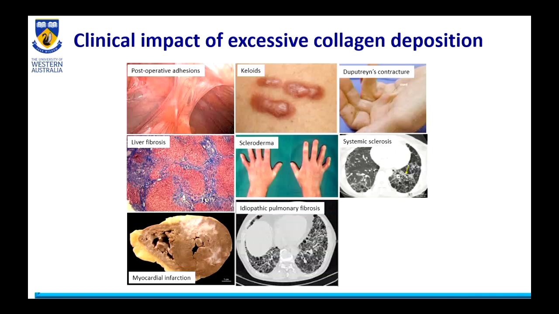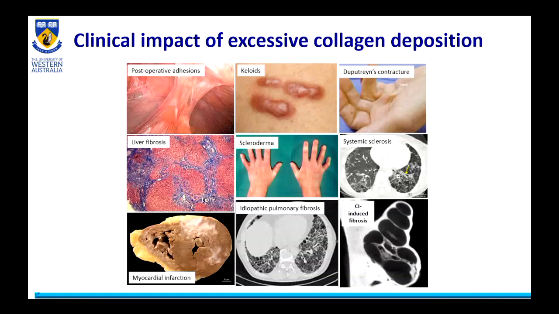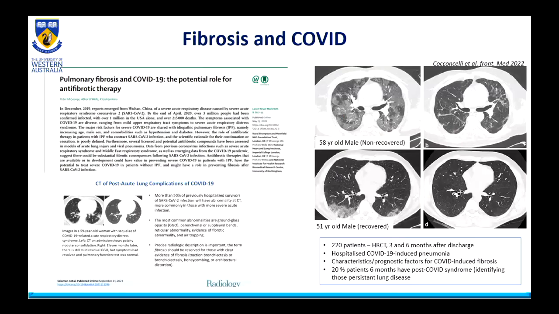And again, similar to systemic sclerosis, you can see those lungs there do not look normal. They're full of fibrotic tissue. And it's an idiopathic disease, meaning we don't know what causes it. And CI-induced fibrosis, that's cochlear implant-induced fibrosis. In the cochlea, a lot of people have implants these days. If you've got hearing problems, you can get fibrosis, which impairs the function of that implant. So they're just some examples.